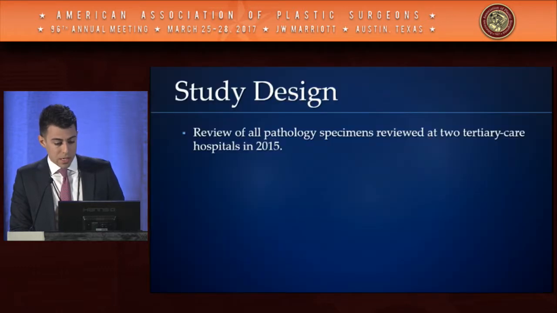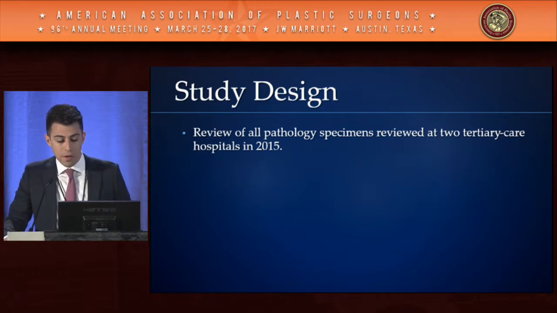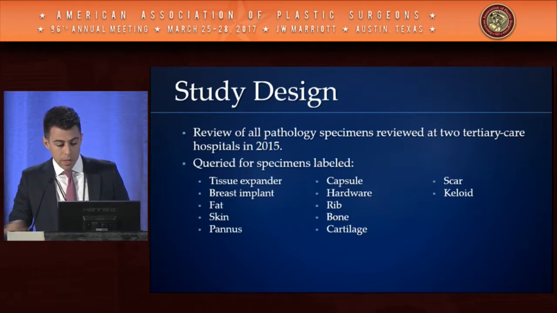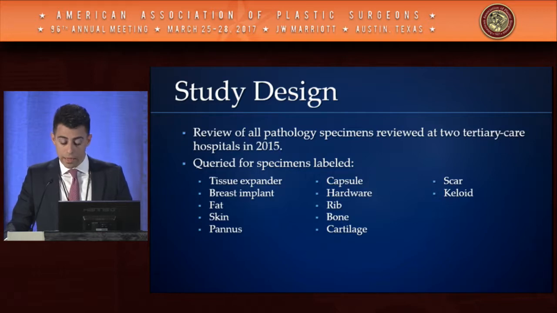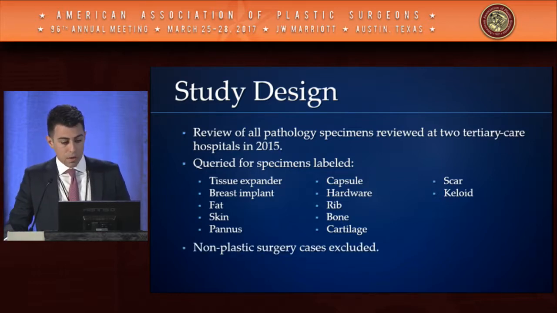So looking at this, we decided to look at our own institution. So we reviewed all the pathology specimens that were sent at 2 tertiary care hospitals within our health system in 2015. We queried a database of pathology specimens for specimens that were labeled with the following: tissue expander, breast implant, fat, skin, pannus, capsule, hardware, rib, bone, cartilage, scar, and keloid. And then we narrowed the specimens down to plastic surgery cases only to keep it relevant to plastic surgeons.